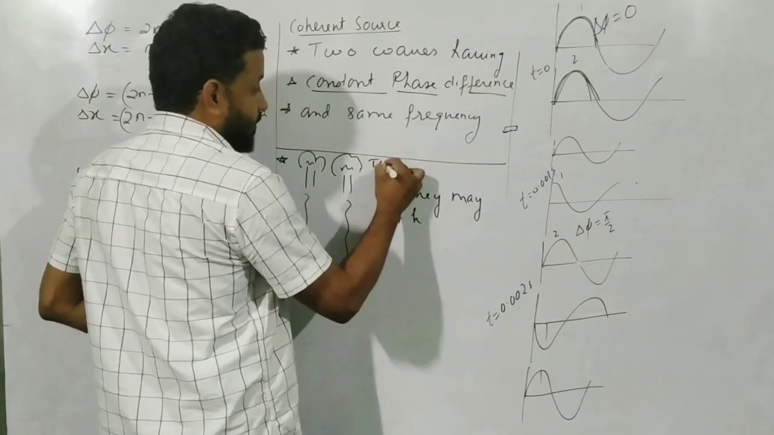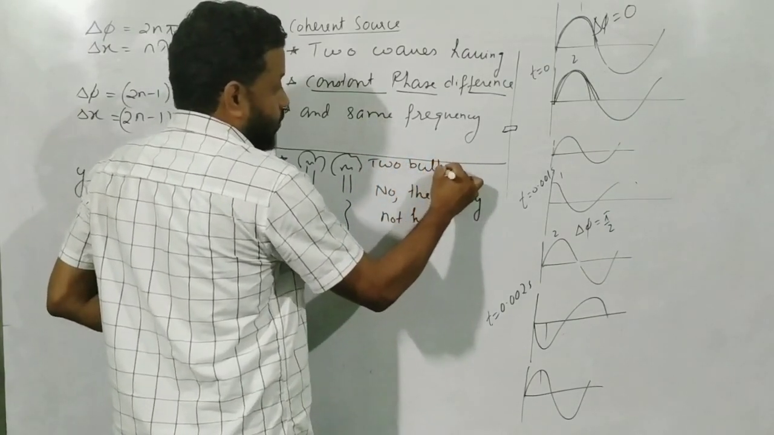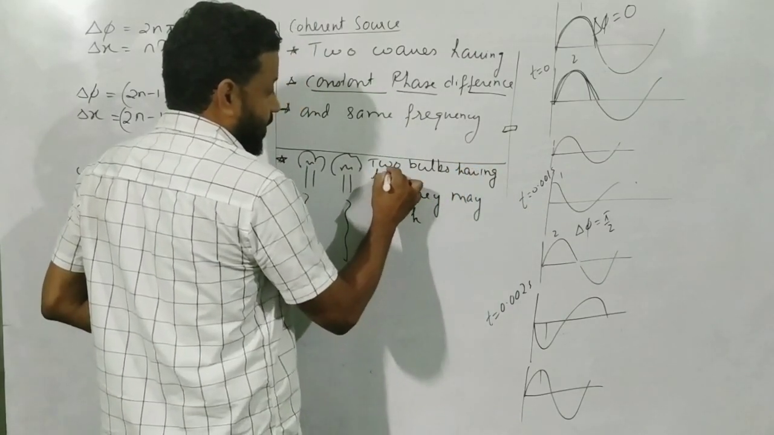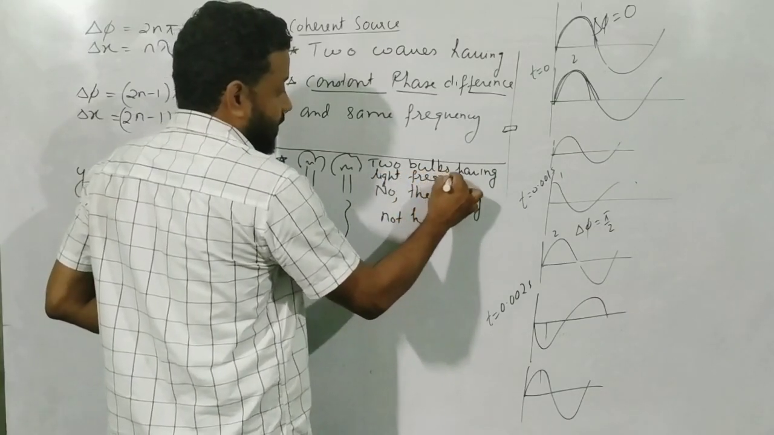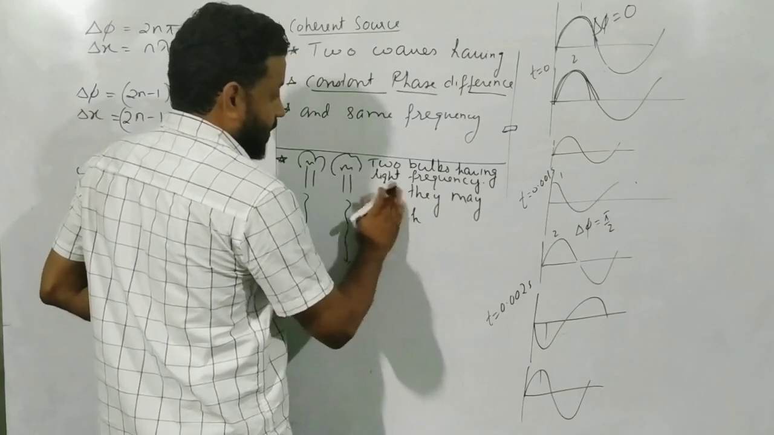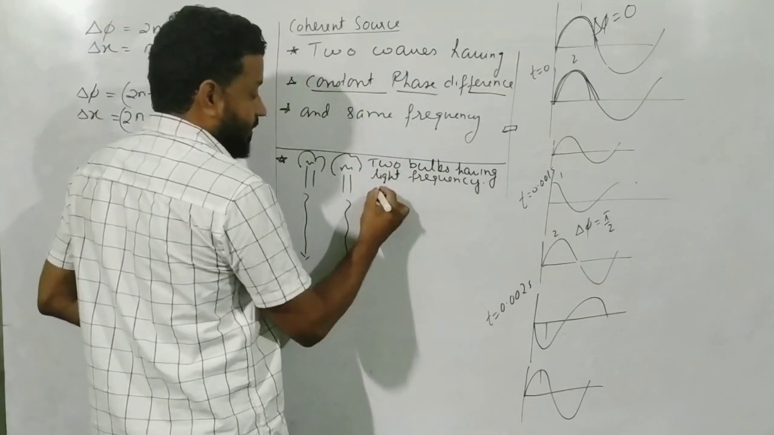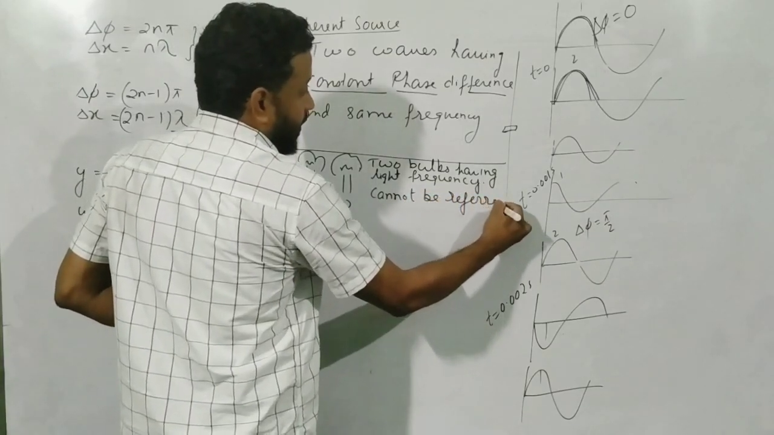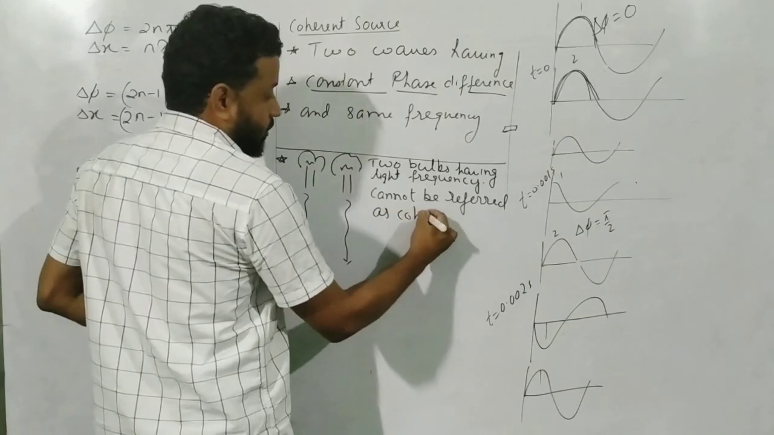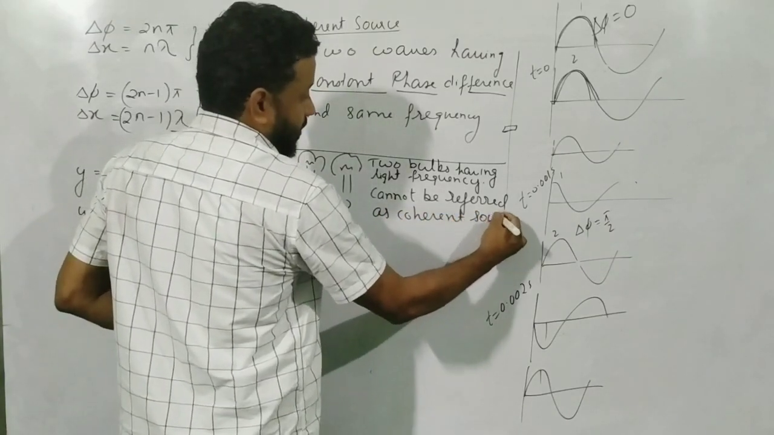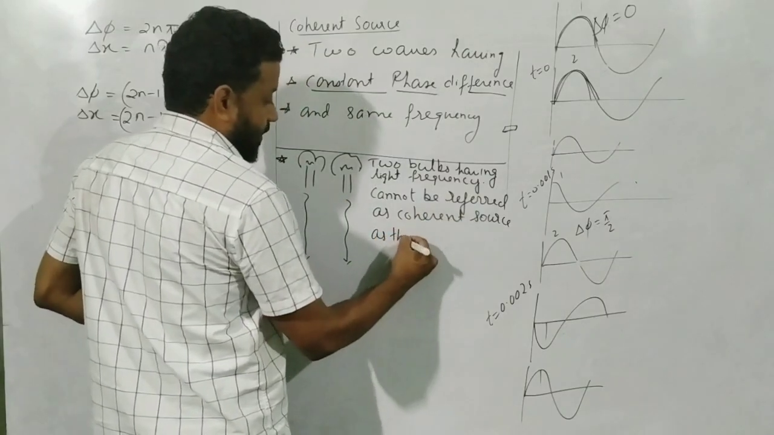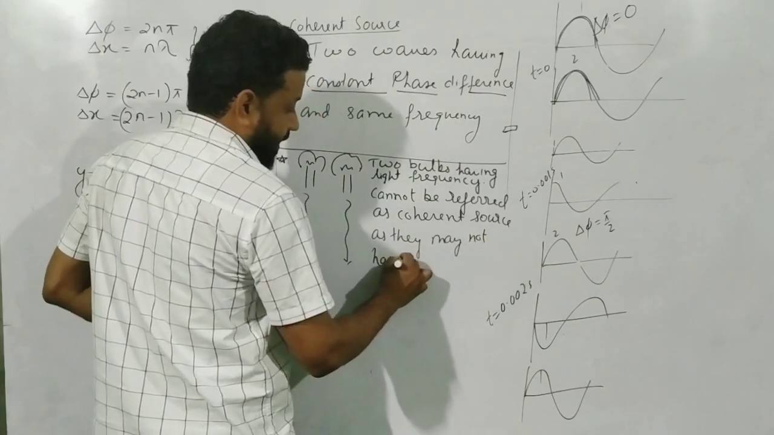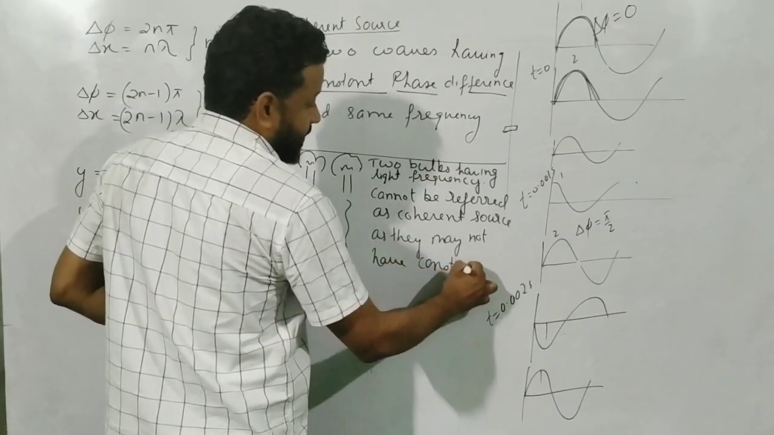These are two bulbs having same color, having same light frequency. Two bulbs having same light frequency cannot be referred to as coherent source, as they may not have constant phase difference.